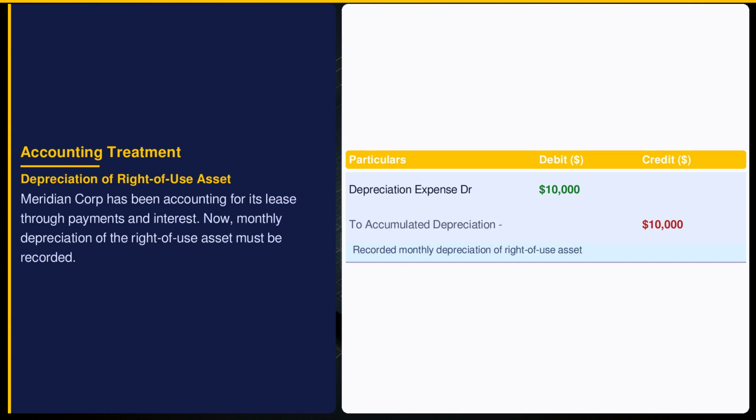AASB 107 requires the depreciation of the right-of-use asset to be spread evenly over its useful life. For Meridian, this means a monthly depreciation expense of $10,000. This allocation reflects the gradual consumption of the asset's economic benefits, impacting both the income statement and balance sheet.